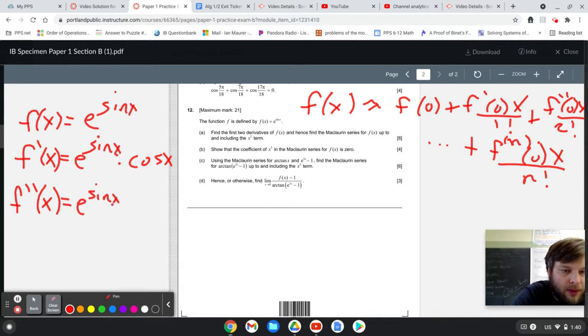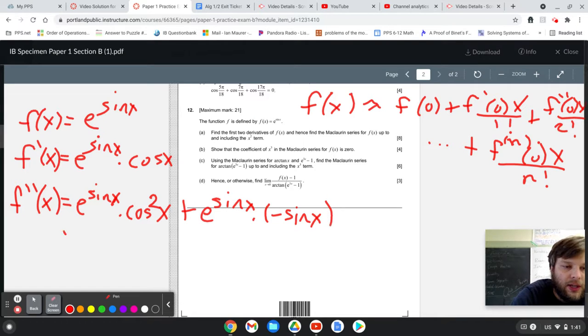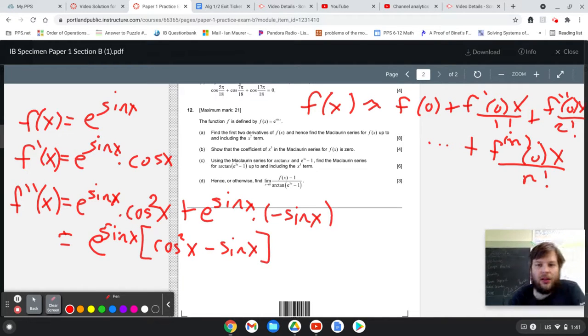So f prime means I took the derivative of the first part, times g, which means there's two copies of cosine x there, plus f, which is e to the sine x, times g prime, the derivative of cosine, which is negative sine x. I'm going to pull out what they have in common, which is an e to the sine x. Then that's multiplied by cosine squared x minus sine x. So it's going to be a little easier to use that version of it.